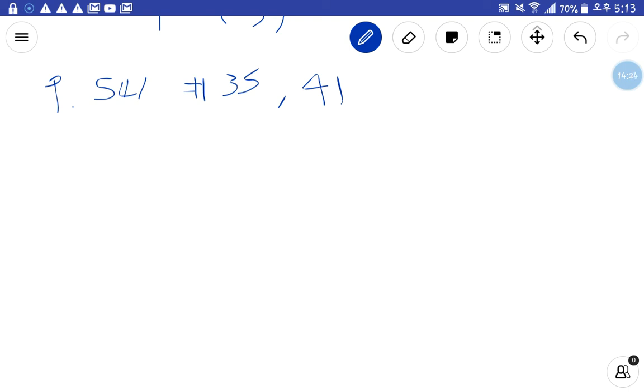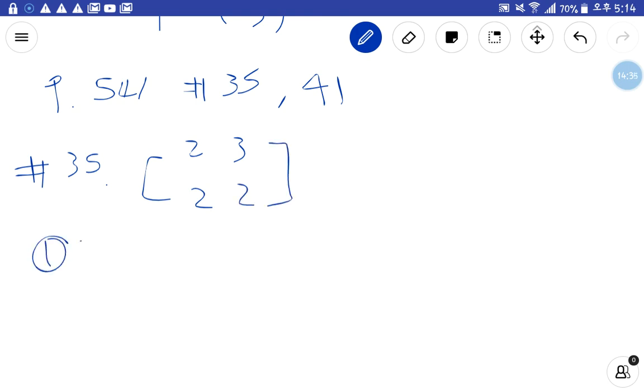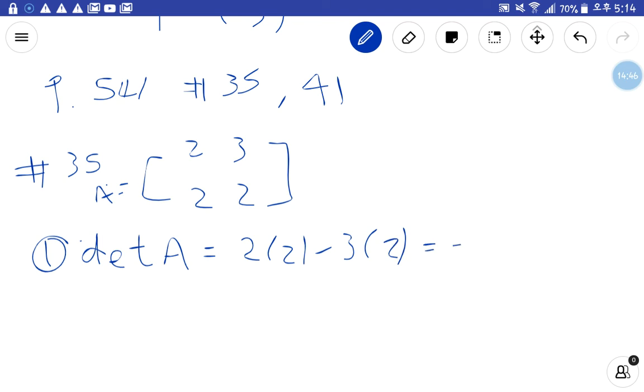Okay. So number 35. We have 2, 3, 2, 2. Alright, so what do I need to do first? Check the determinant. So the determinant of, let's label it as A. Determinant of A: 2 times 2 minus 3 times 2. That is -2, so it's not 0. I will find the inverse matrix of A. Now what?